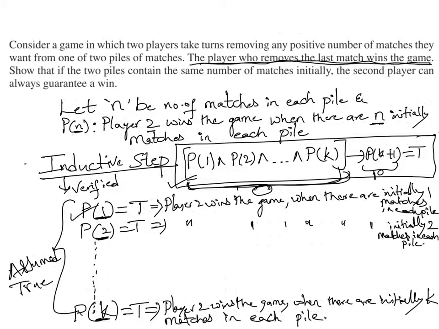So in the P of 1 case, player 2 is going to win the game when there is only 1 match. Now P of 2 is equal to true means player 2 is going to win the game when there are 2 matches in each pile. And P of k is equal to true means player 2 is going to win the game when there are initially how many matches? K matches in each pile. Now this is what is assumed true.